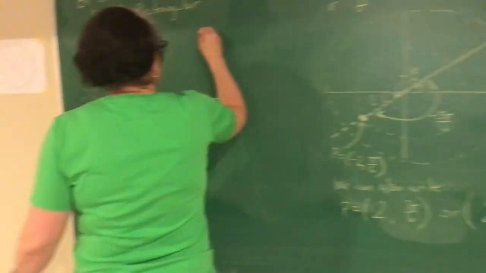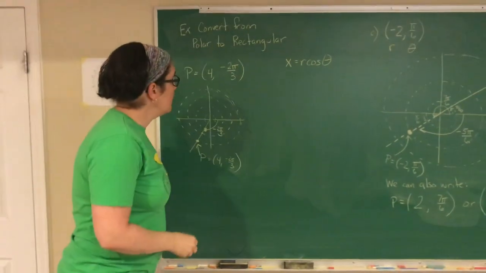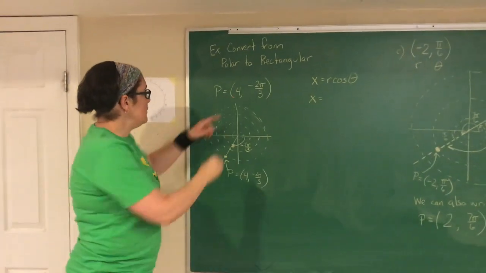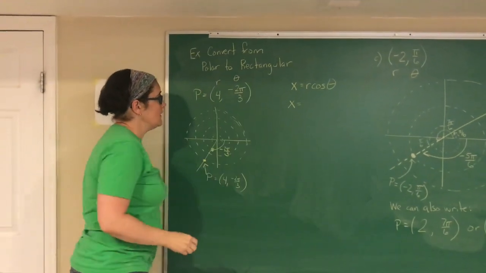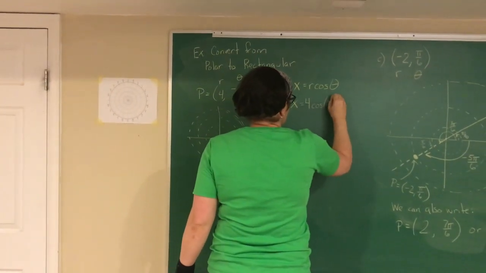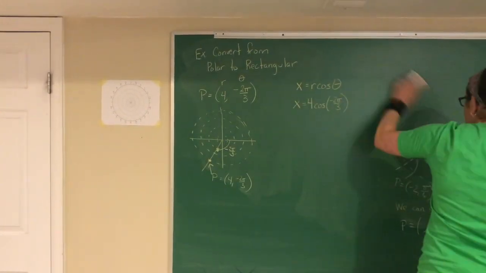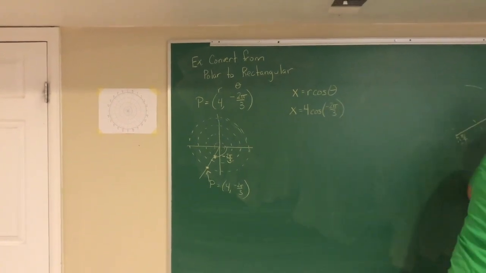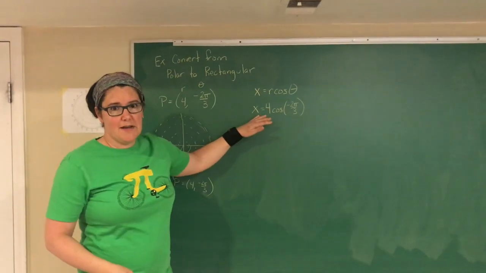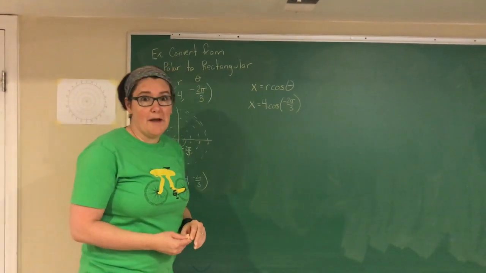So let's start with x equals r times cosine of theta. We're trying to figure out the x coordinate. Our r value is 4. Our theta is negative 2 pi over 3. So we have 4 times the cosine of negative 2 pi over 3. Now, in order to evaluate this expression and come up with my final answer, you could type this into your calculator, but that's not the intention. The intention is to come up with an exact value, which we'll do by hand.